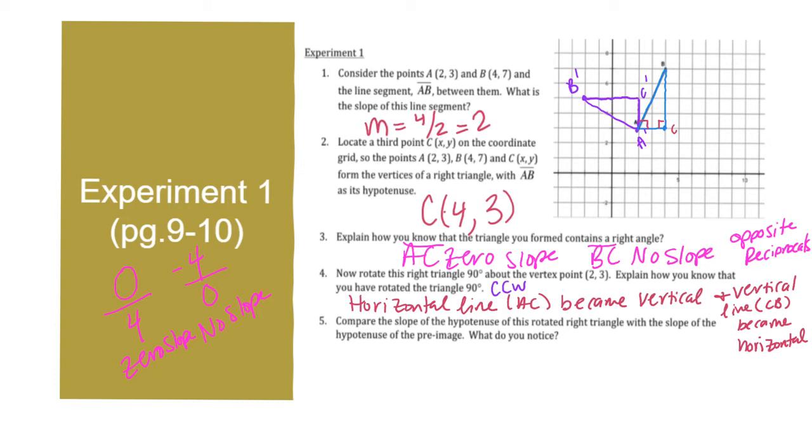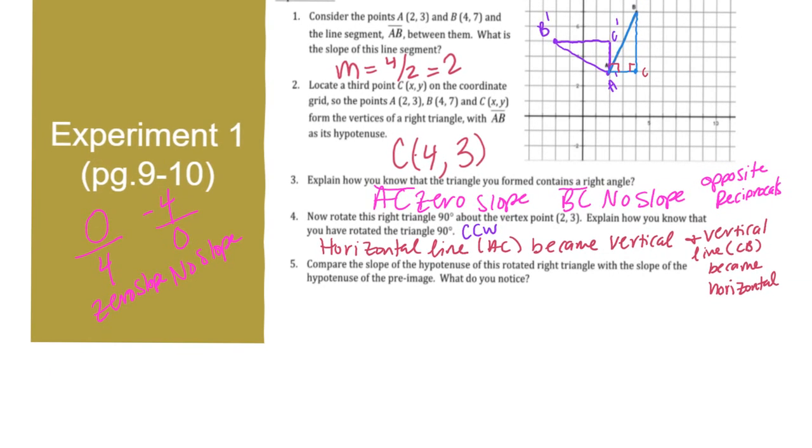All right, last one says compare the slope of the hypotenuse of the rotated right triangle with the slope of the hypotenuse of the pre-image. What do you notice? So it wants us to compare the purple slope to the blue slope. So we already have the blue slope because we originally found it. So I'm going to write it in blue. But we need to find the purple slope. So remember, it's going to be rise over run. So we rise 2, but we run -4. It's negative because it's left. So we want to simplify that to get 1 over -2.